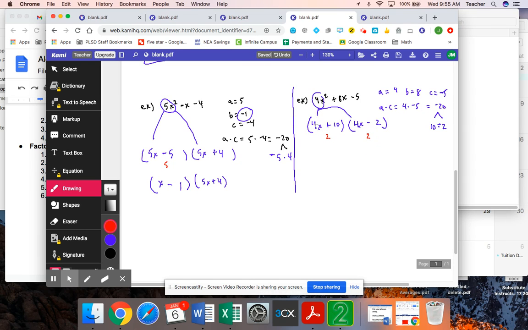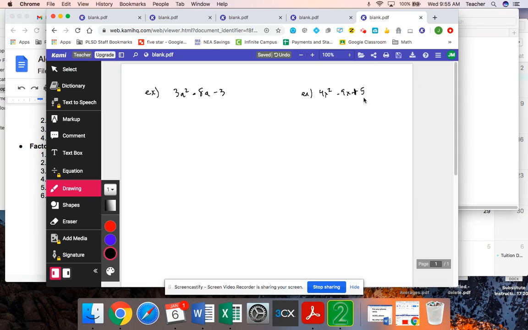All right, so if I do that, then when I rewrite it, 4 divided by 2 is 2x plus 10 divided by 2 is 5. And then do the same thing here. 4x divided by 2 is 2x minus 2 divided by 2 is 1. That's it.